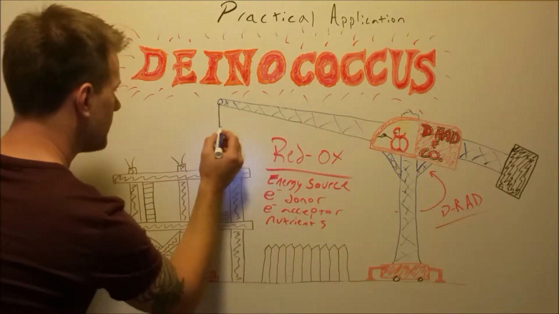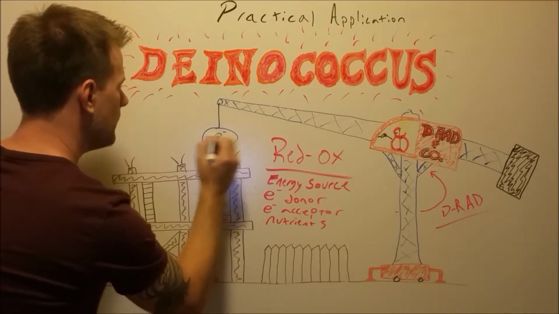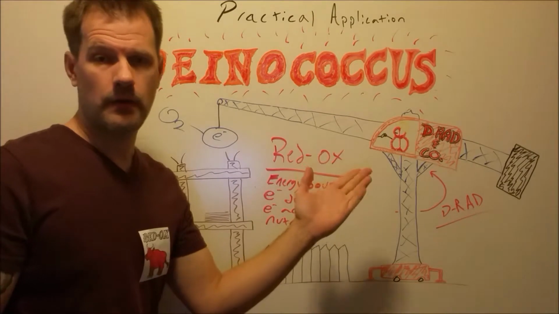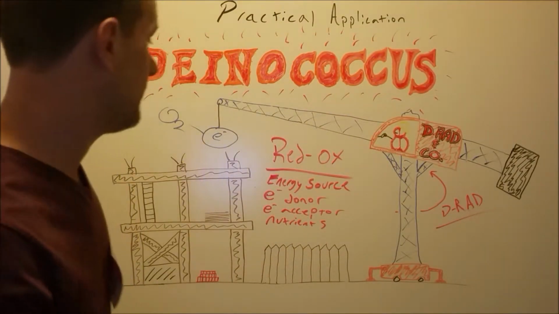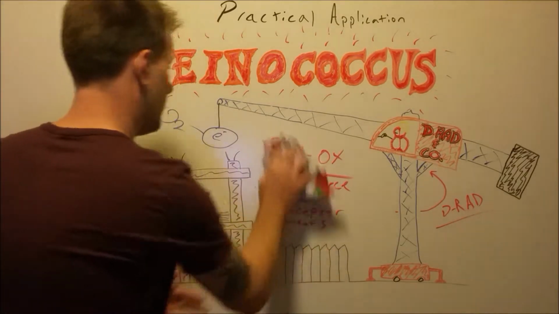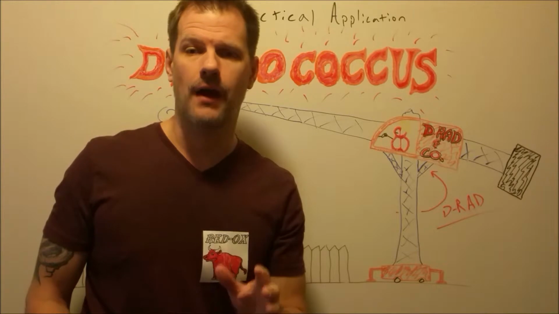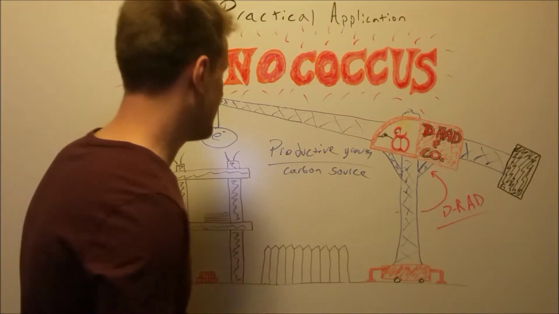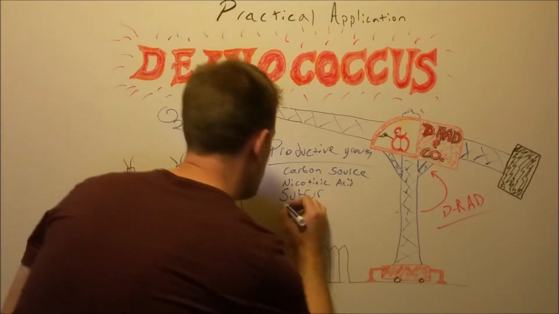If you look at us, our electron acceptor, we'll just draw it as a circle, and there it is. That's going to be O2. D-Rad here, productive growth, doesn't rely on the same things that we have. You guys got redox down? Okay. For D-Rad, productive growth relies on some carbon source, nicotinic acid, a source of sulfur, a nitrogen source, and a source of manganese.